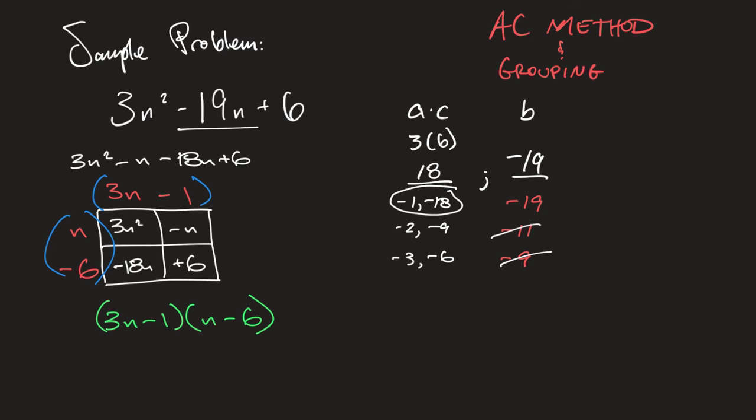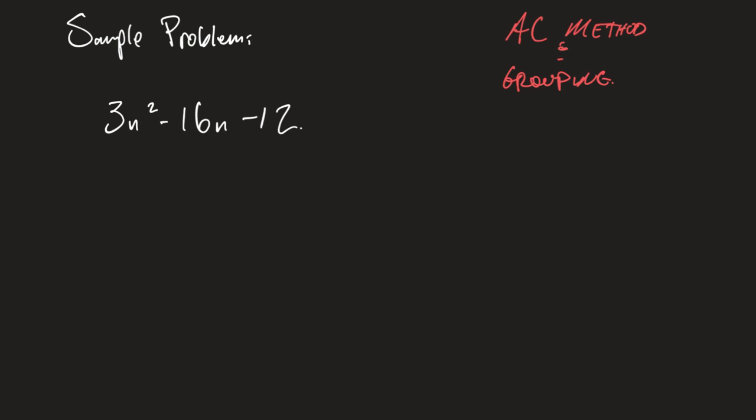And I'm all done. We're just going to do one more sample problem. 3n squared minus 16n minus 12. So now we have both the b term and the constant. These are both negative, okay? And so you'll see how that affects our factors. I'm going to make the list right now. So now I have a times c, where a is 3, c is -12. A times c is -36.